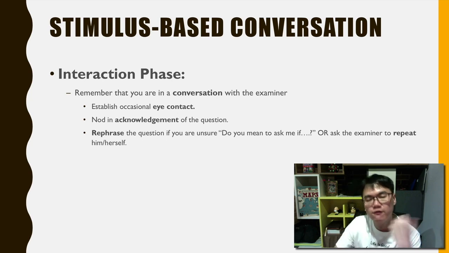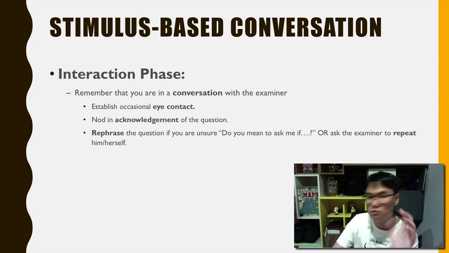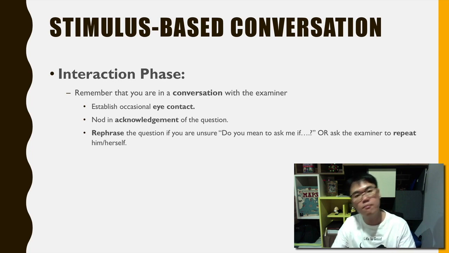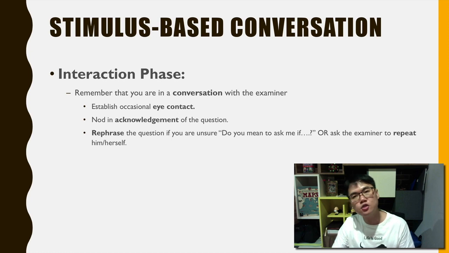And if the examiner asks you a very long question or a question that's a little hard to understand, don't be afraid to stop the examiner by asking, I'm so sorry, sir, madam, could you repeat that question, please? Or if you're not really sure if you understood the question, you can rephrase the question. Oh, sir, did you mean to ask me if I liked cereal, or with milk or without milk? Was that what you were trying to ask me?